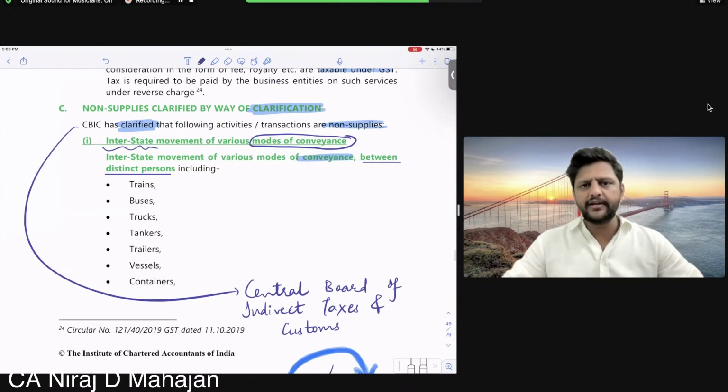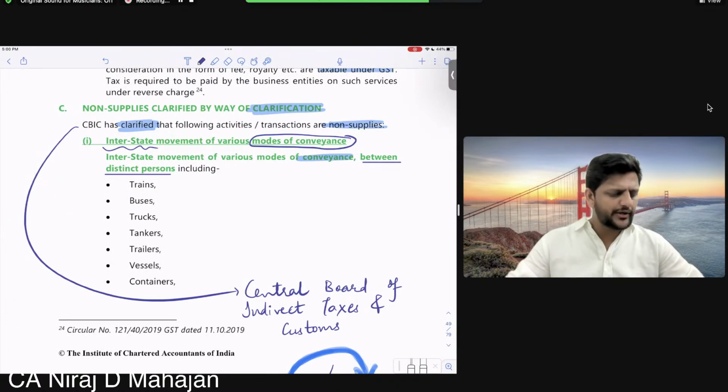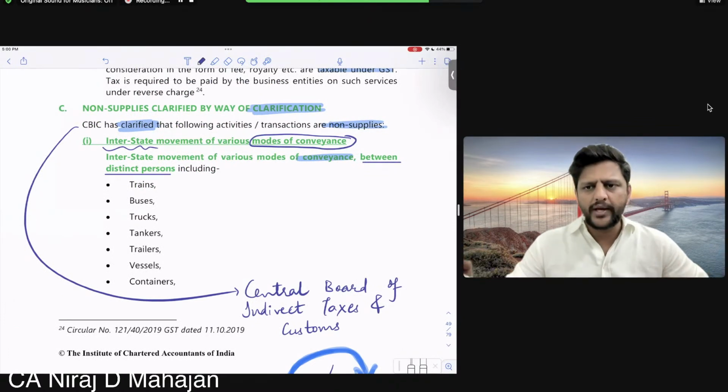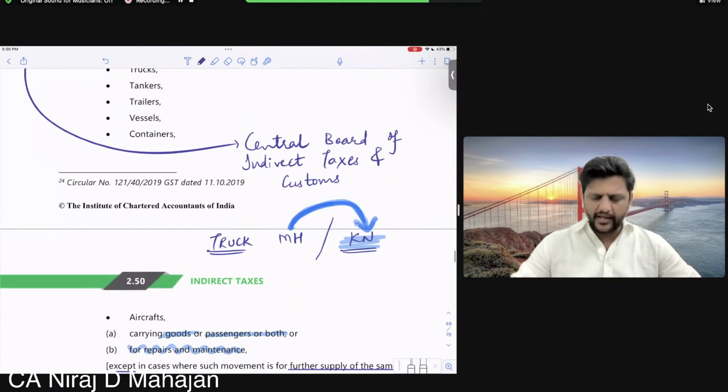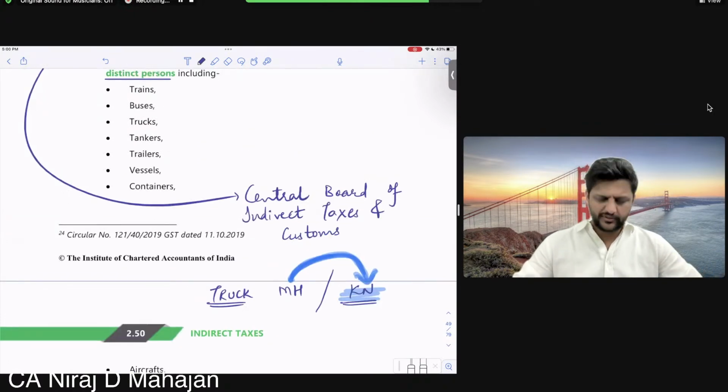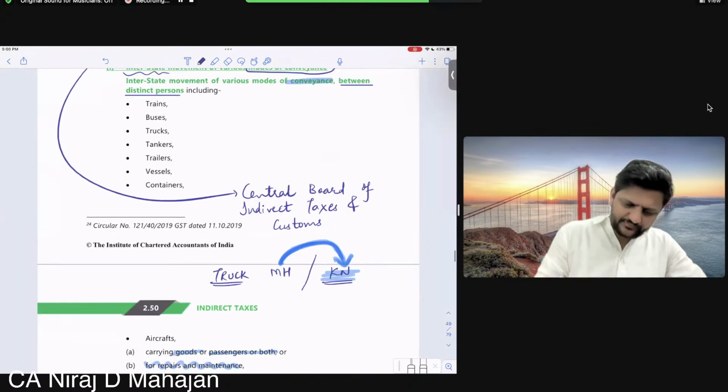Okay, check here. Again I am repeating. Interstate movement of various modes of conveyance. What are you transferring? The vehicle itself. Which vehicles can it be? Any kind of transport: trains, buses, trucks, tankers, trailers, vessels, containers, aircrafts. Isn't it? Are you getting my point till here? Let me tell you one more thing. Understand now.